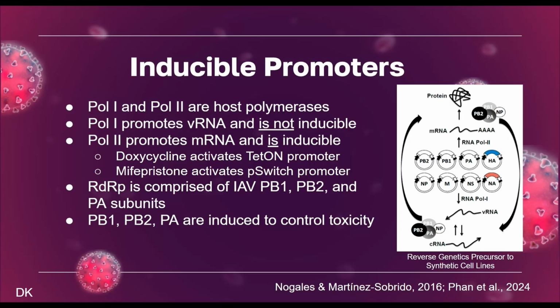So as I said before, the RNA-dependent RNA polymerase is comprised of influenza A virus PB1, PB2, and PA subunits. And one of the reasons that these are controlled is that if they're not controlled, they can actually lead to cellular toxicity.